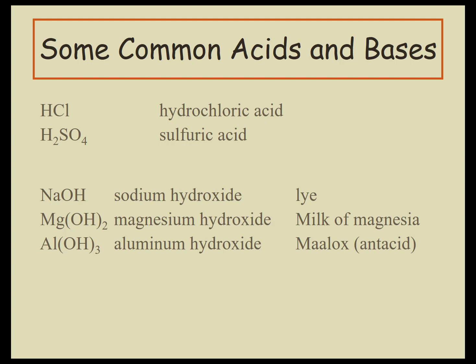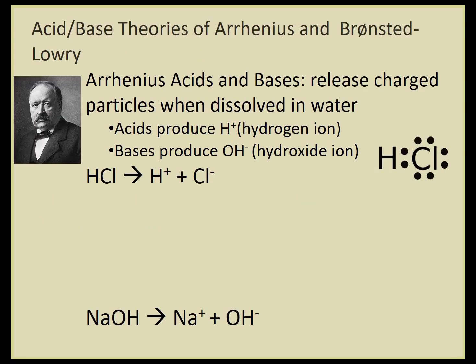If it's an organic acid, usually the hydrogen is written last, but you will always have some sort of hydrogen if you have an acid. There are many acid-base theories. Let's talk about the most simple, and these are Arrhenius acids and bases. Arrhenius acids and bases release charged particles when dissolved in water. If it's an acid, it will produce hydrogen ion, and if it's a base, it will produce hydroxide ion.